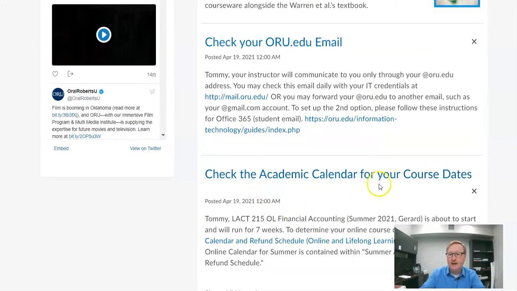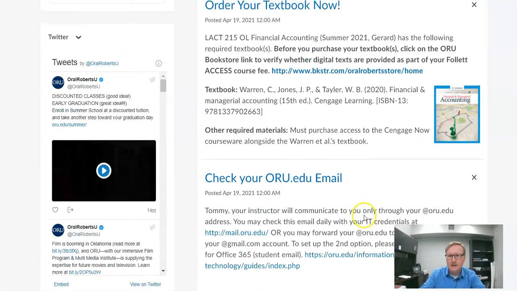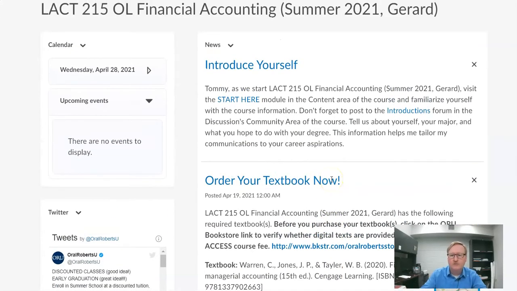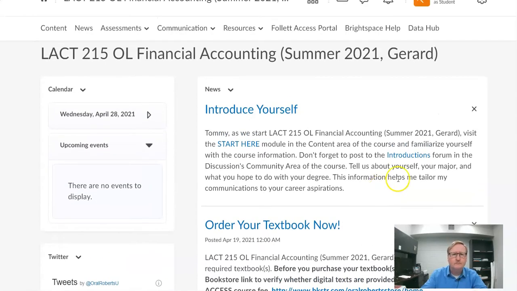Okay, check the academic calendar. I will say this is a summer class. It's a quick class. It's 7 weeks. That means you're doing the same amount of work as you would in a 13-week semester, in 7 weeks. So you can't afford to get behind. You have to just try to do your very best to stay on top of things and work through the material.